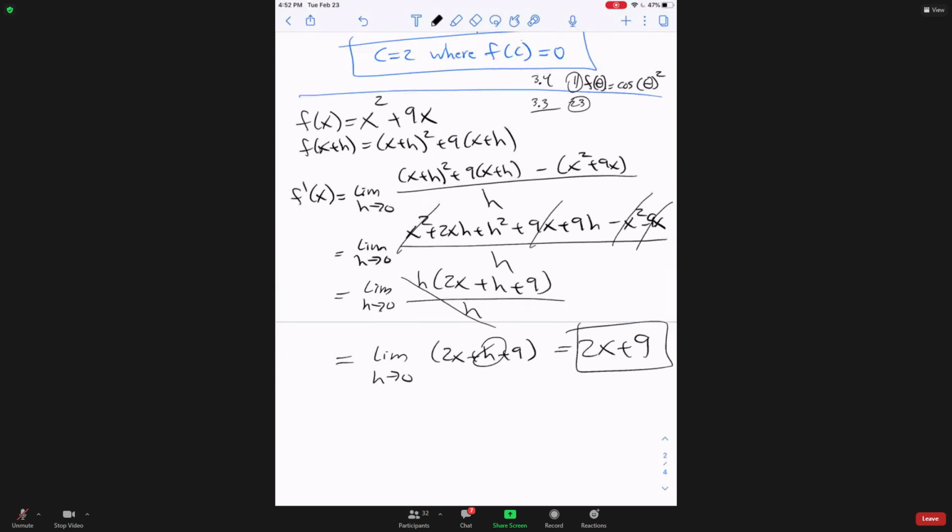All right, let's do 3.4, number 11. Find the derivative of f of theta equals cosine. Oh, be careful, I may have miswritten it. It's cosine of theta squared. Where I wrote it up here, I wrote the squared on the outside, which actually might make it different depending on how you read it.